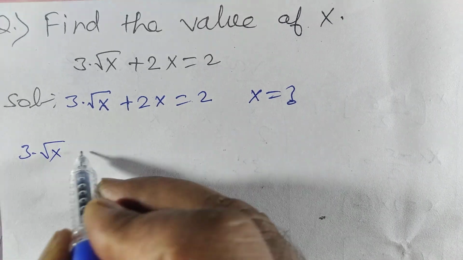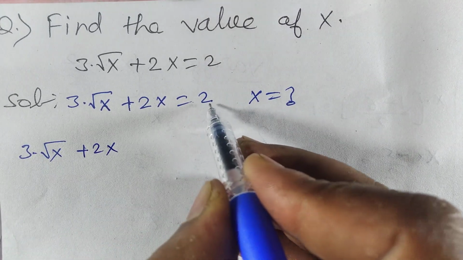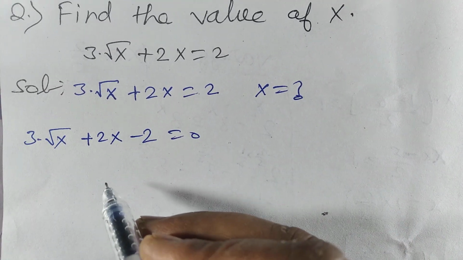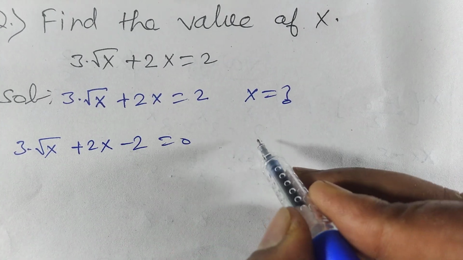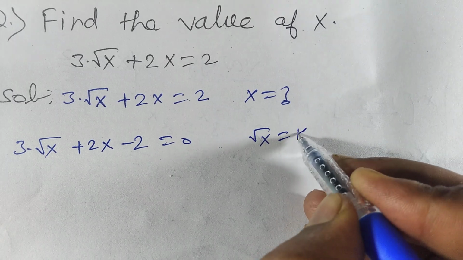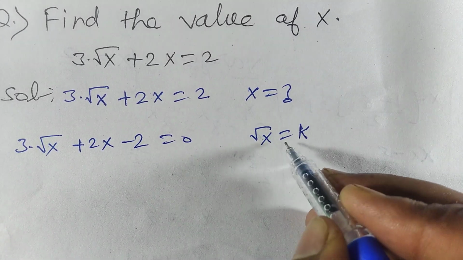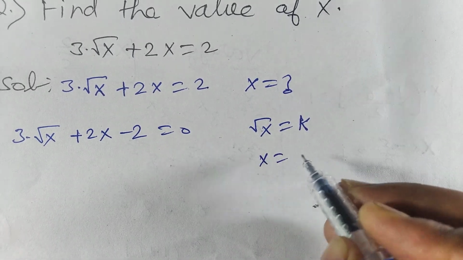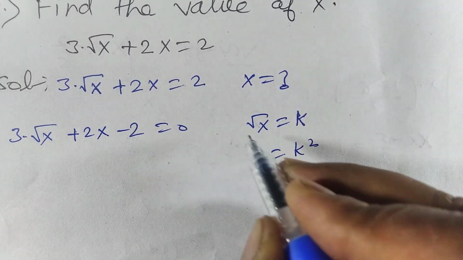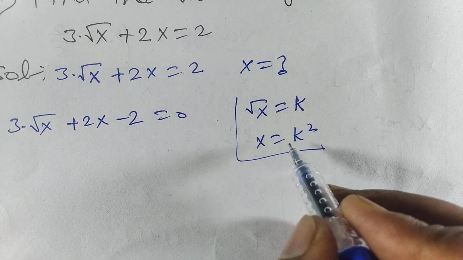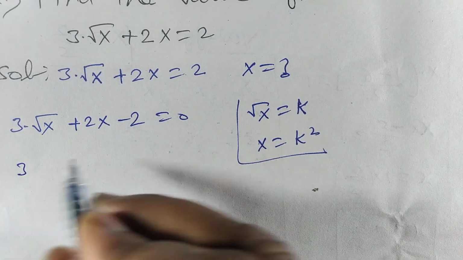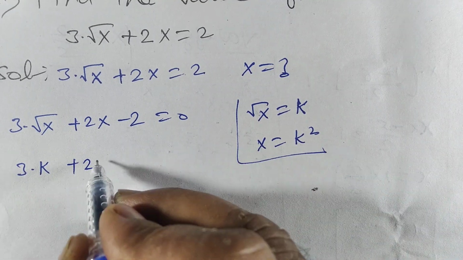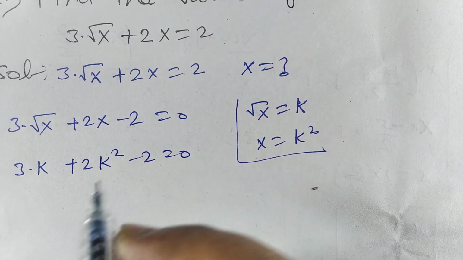3 times the square root of x plus 2x, this 2 moves to the left side, minus 2 is equal to 0. Now we call the square root of x equal to k. Let us consider the square root of x is equal to k. Now x is equal to k squared. Putting this value here, 3k plus 2k squared minus 2 is equal to 0.